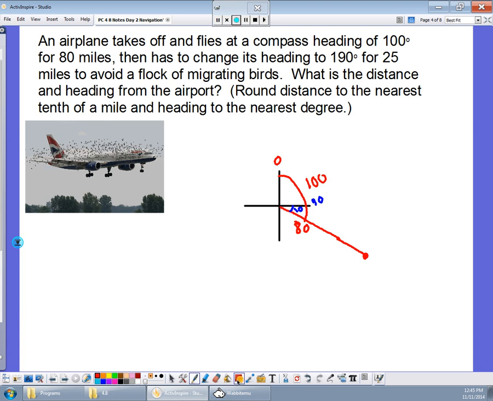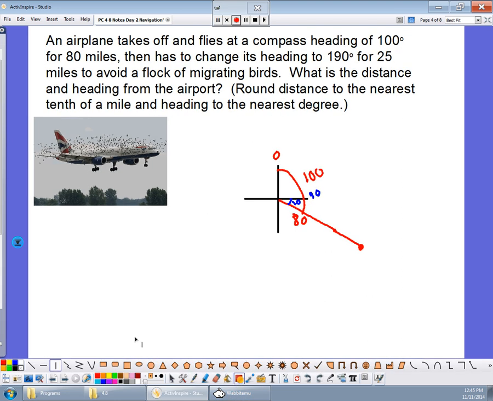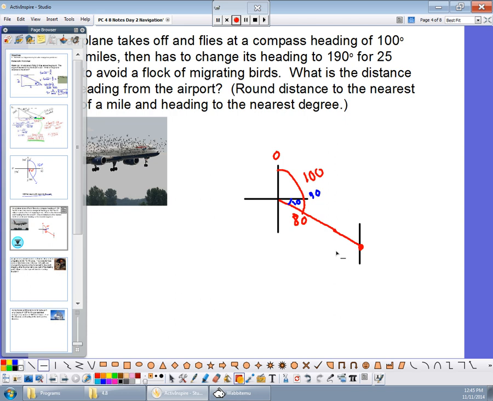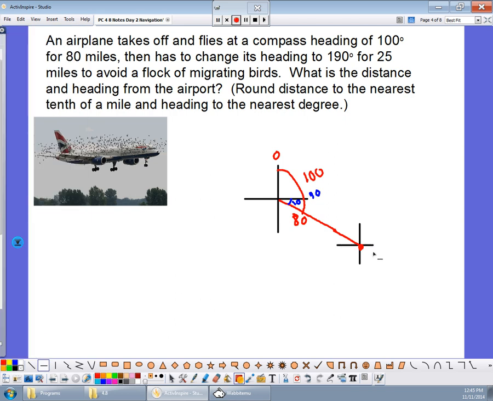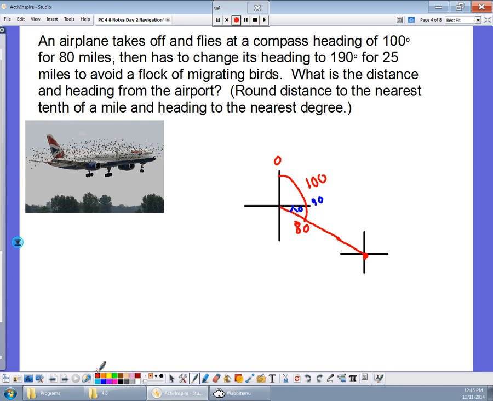It then says that it has to change its heading to 190 degrees. Once it gives me the second heading, I'm going to draw a second axis there and essentially start over with this second part. So this is going at a heading of 190. Again, here's 0, I have 90, this here is 180. So 190 is going to go all the way around to right here.